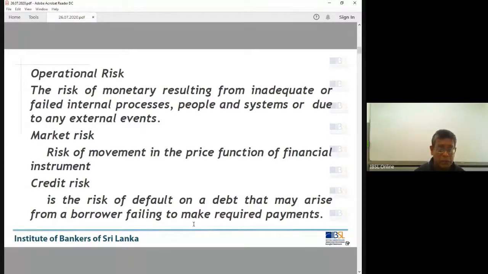Risk cannot be totally eliminated. Risk can be only managed or controlled or mitigated. So in the banking industry, we have identified four major types of risk. What are the four major types? The most important thing for customers from the bank's point of view is the liquidity risk.